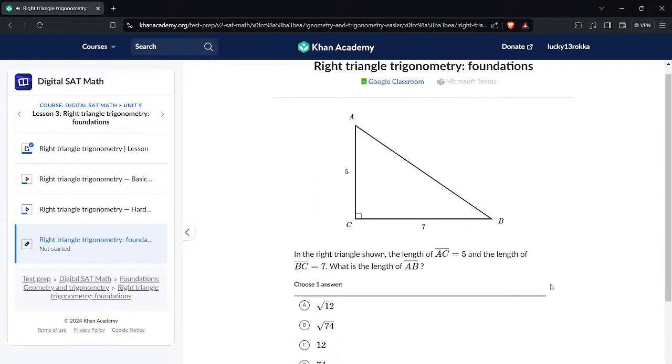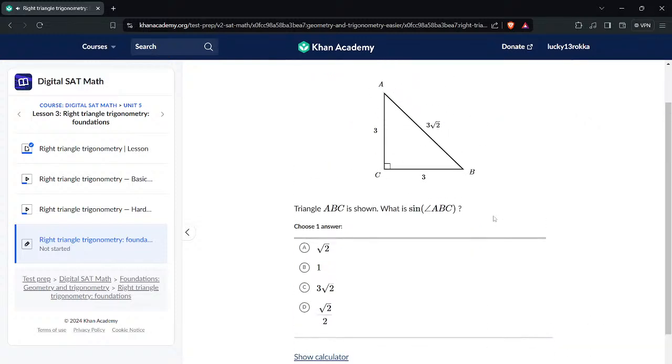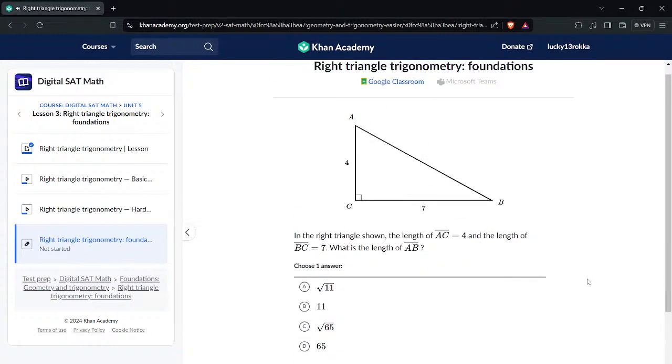Right, so AC is equal to 5, the length of BC is equal to 7, so the length of AB is root 7 squared plus 5 squared. We have B is the right answer. Triangle ABC, so find angle ABC. So B, right? We have 3 by 3 means 1 by root 2 or root 2 by 2. What's the length of AB? Isn't this the same question they've asked? It's definitely 65, right?